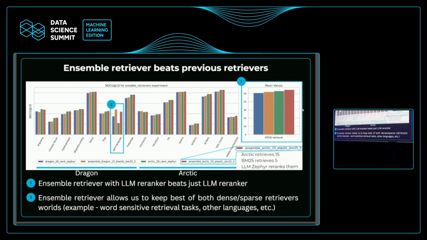And what we can actually see is that both in the case of Dragon and Arctic, when we add on the BM25 sparse retriever, we actually improve the results. So the best result we can achieve is by using an ensemble of Arctic, which retrieves 15 passages, and BM25, which retrieves 5 passages, and then we use rank Zephyr to re-rank them. And what is very interesting to see is, for example, in the data sets where we have seen that the sparse retrievers perform a lot better, we can see in the data that it improves our results vastly.